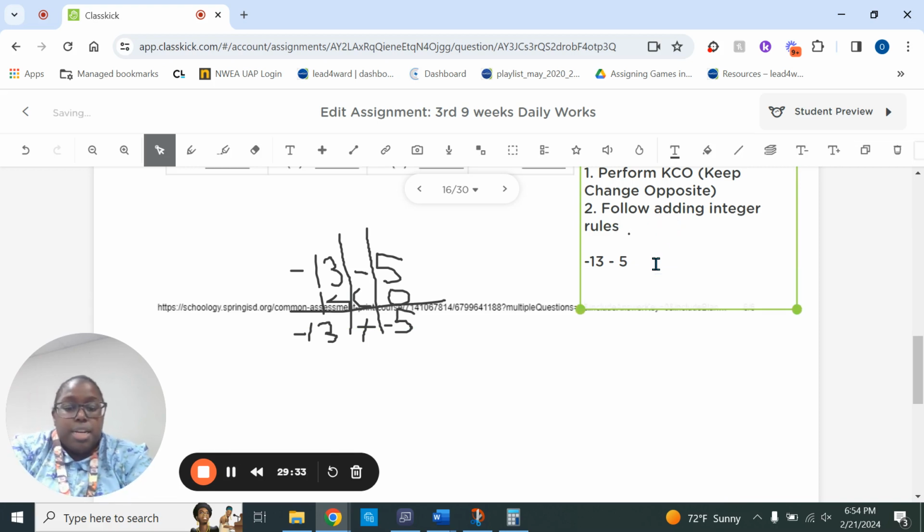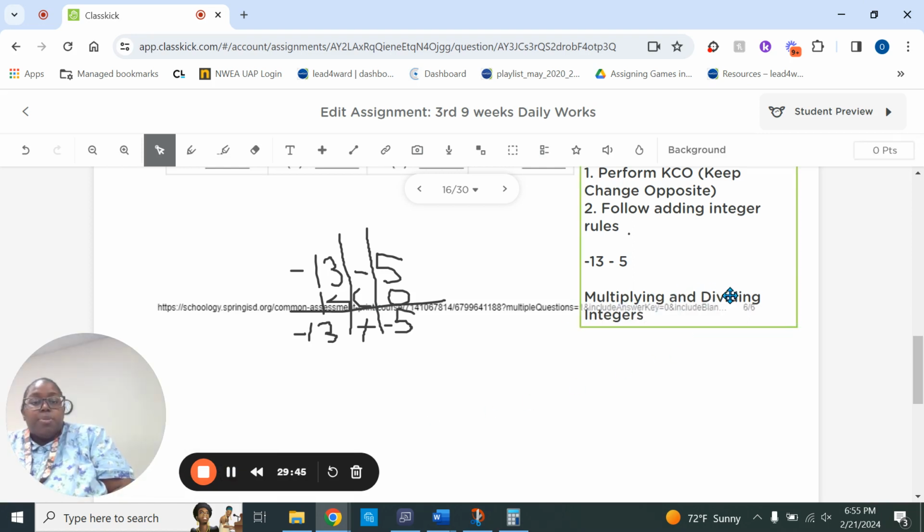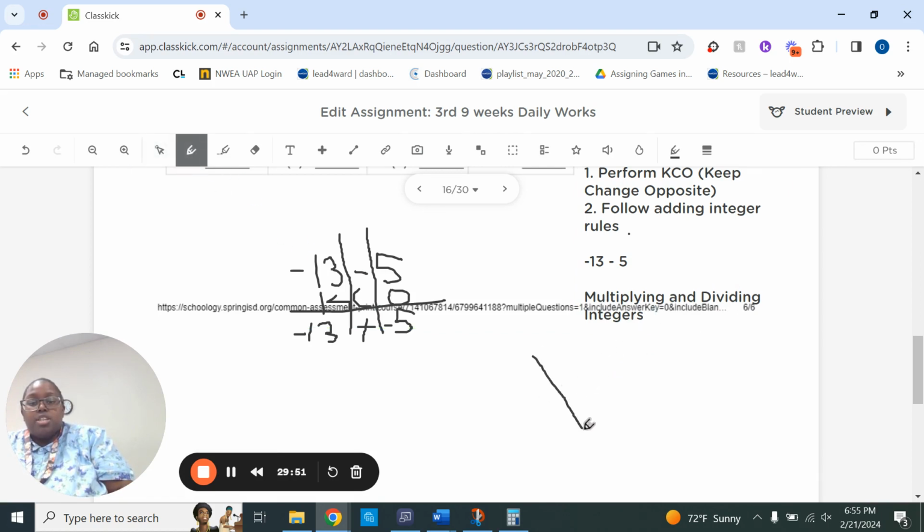All right, last but not least, multiplying and dividing integers. Now remember, there are 2 things we use for multiplying and dividing integers. That's the triangle. And remember, the triangle has 2 negative signs and a plus, a positive.